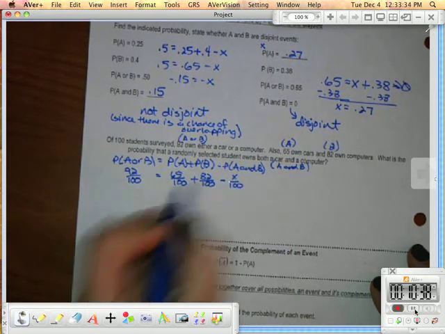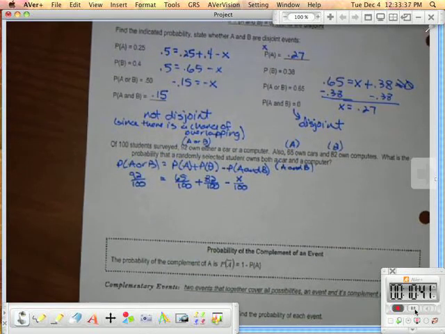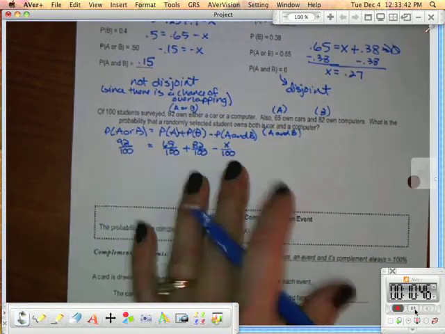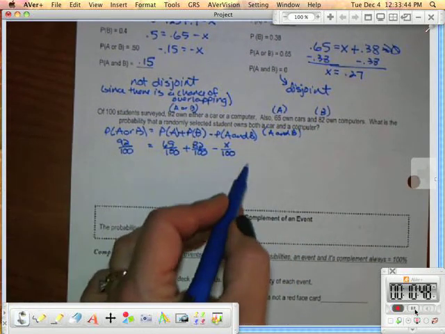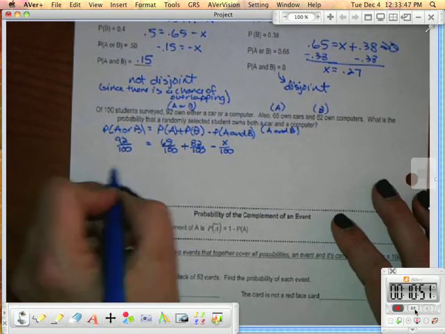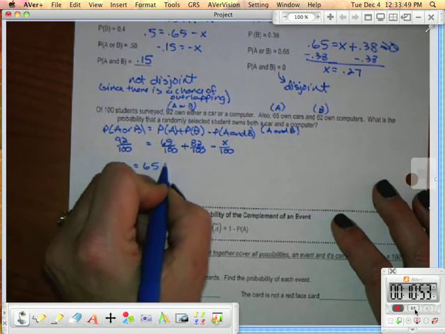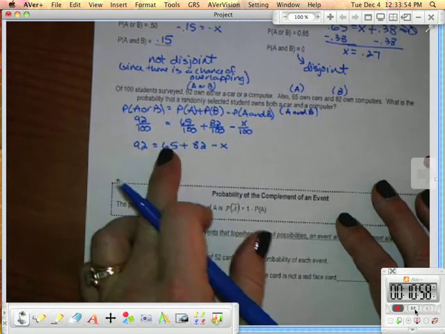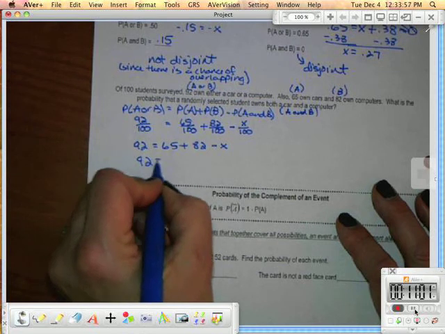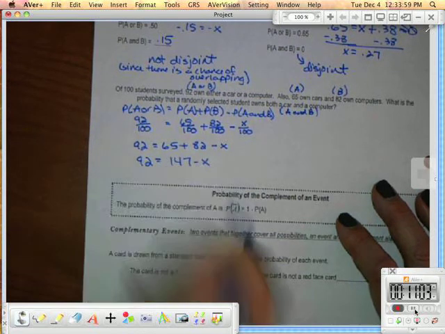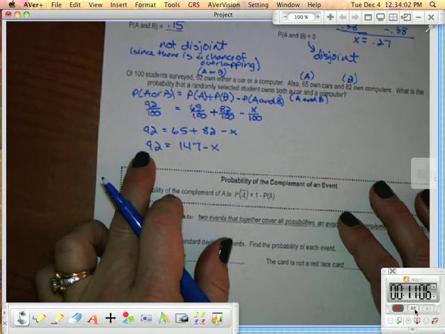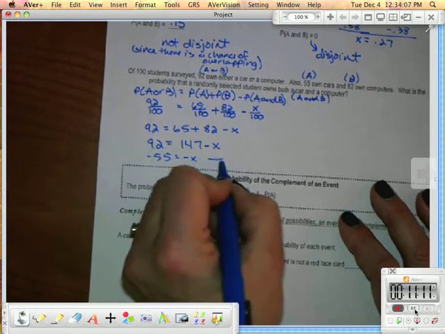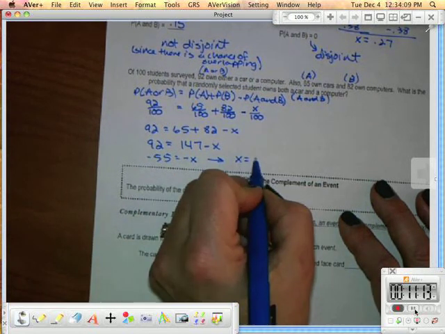Okay? So I'm just going to make my life easier. I don't want to work with all these fractions, but since they're all a denominator of 100, basically if you think about multiplying through by 100, we can get rid of the fractions. And we can just use these numbers to solve for X. A lot easier. Combine these two, I get 92 equals 147 minus X. Subtract 147, I get negative 55 equals negative X. And if I divide both sides by negative 1, X equals 55.